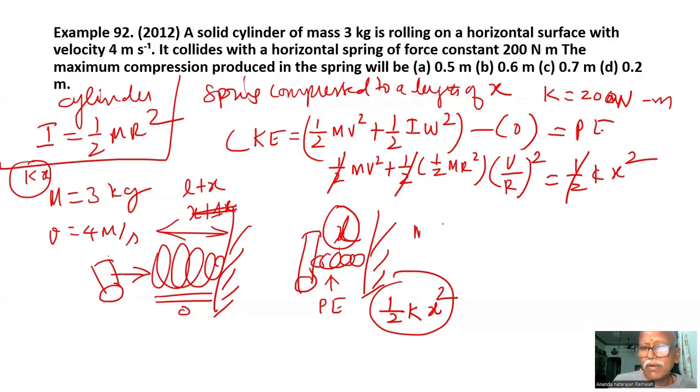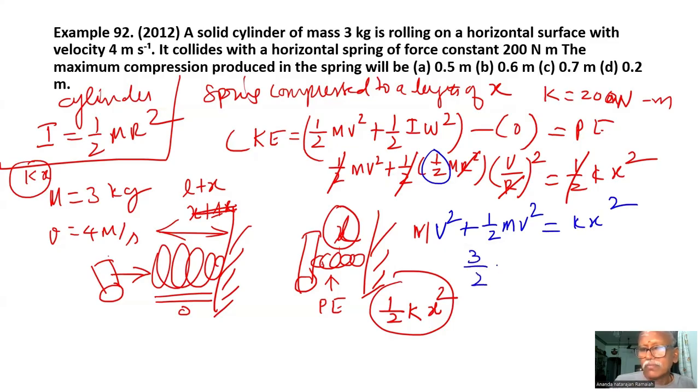So this r square is getting cancelled. Therefore, m v square plus half m v square, here one half is there, equal to k x square. Or 1 plus half is 3 by 2 m v square equal to k x square. Or x square equal to 3 by 2 m v square divided by k.